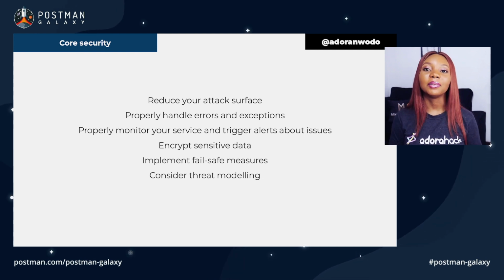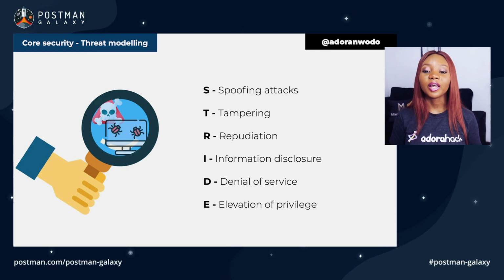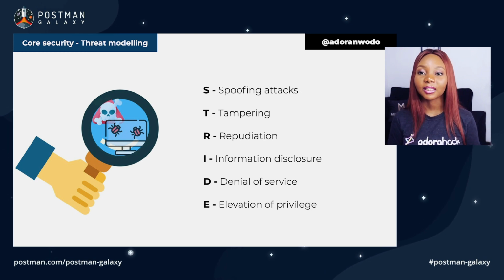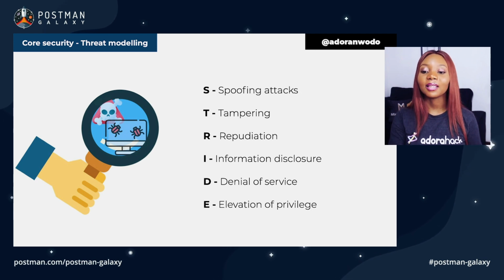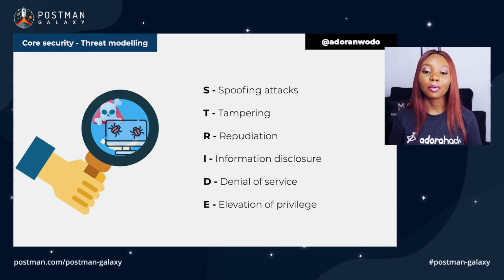Consider threat modeling. I believe that threat modeling is something that is very important, because it helps you in the design process analyze possible threats that could happen in your system and think about ways to mitigate these threats. Think about ways to prevent these things from ordinarily happening if they would have happened. I'm going to be talking about STRIDE.